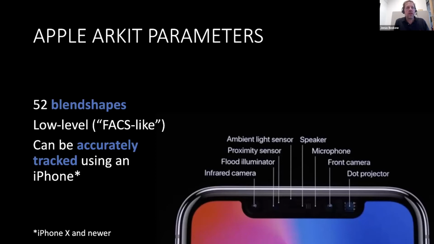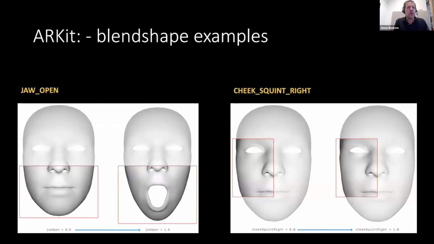So some examples of these 52, what they look like. So you have things like jaw open, which is a quite straightforward one, but you also have very subtle gestures like cheek squint, which is sort of when you move this little area of the cheek up to make a slight squint. You can barely see it on these prototypical blend shapes, but it's a very real effect.